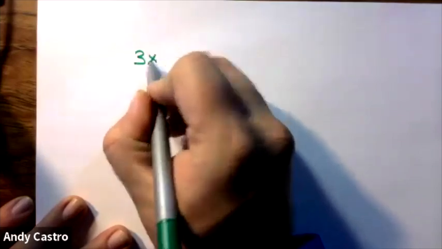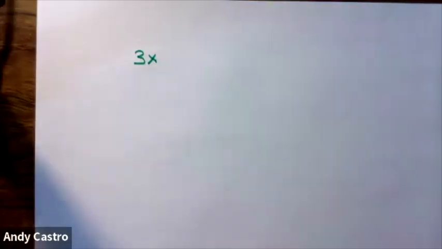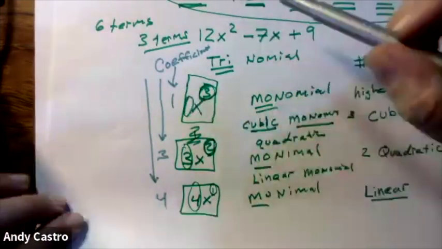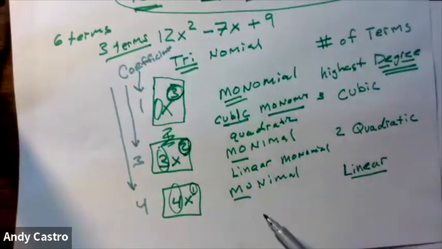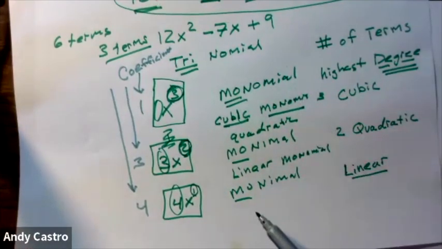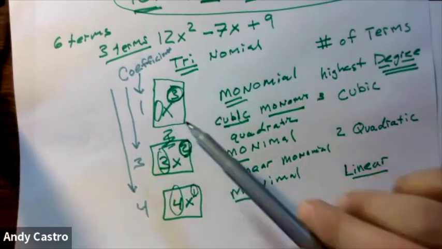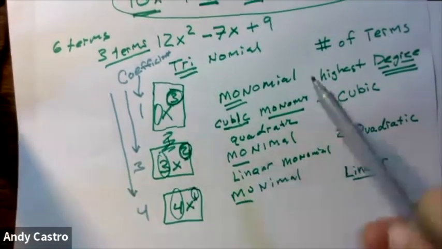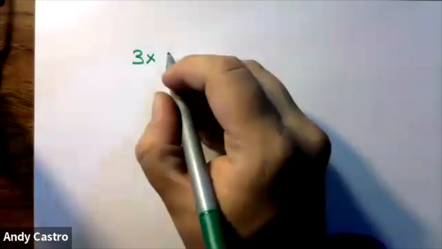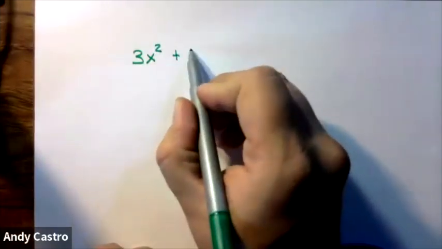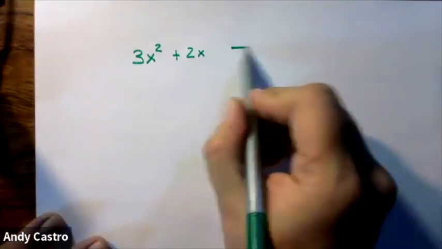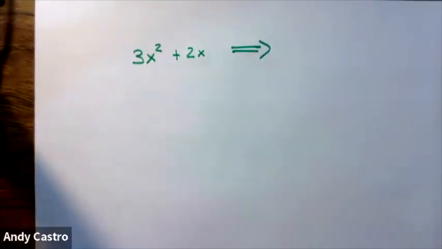So I'm going to write down three different. Oh, the other thing I was going to mention here is that it does not matter what the coefficients are. The coefficients do not change or influence the name of the polynomial in any way. Only the degree and the number of terms. Okay? All right, so we're going to have 3x squared plus 2x. I'm going to name this one for you, okay? I want you to pay attention. What is the name of that polynomial?